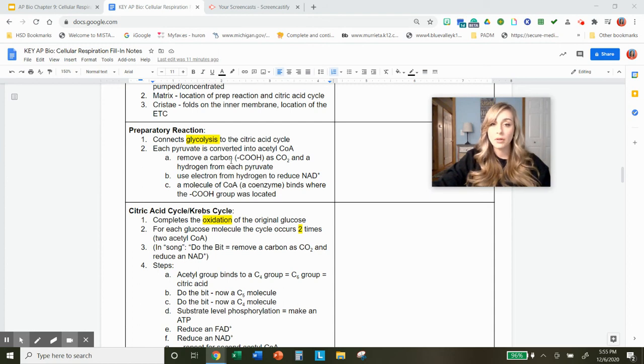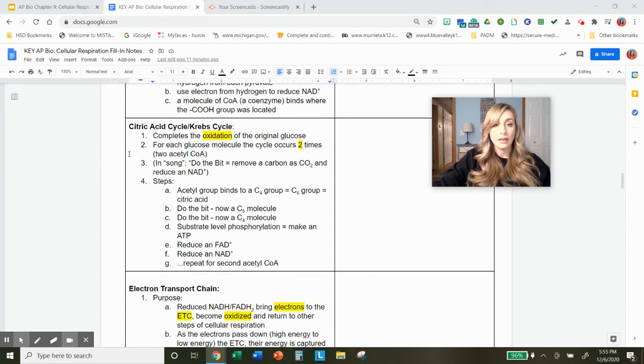All right, we talked about removing that carboxyl group. We got some CO2, and then we're using those hydrogens to get our electron carriers prepped. Okay, so Krebs cycle, it's going to complete the oxidation of the original glucose. Oxidation means you're removing electrons, right? We took some electrons from it, we stole it, we're using those electrons to prep our electron carriers.